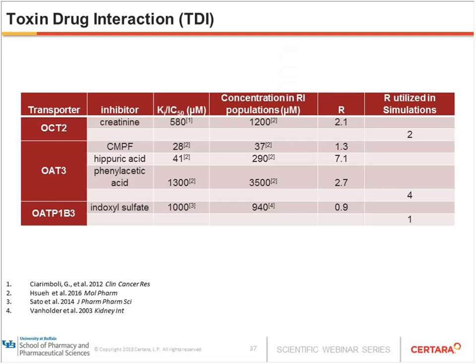The other thing I wanted to look at was toxin-drug interactions, or TDIs. So what I did here was I looked for instances in the literature where specific uremic toxins were shown to inhibit the transporters of interest. And then I looked for a potency term, so Ki or an IC50 for that inhibition. And then I also looked for documented concentrations of that specific inhibitor in renally impaired populations. And then I used this information to obtain an R value, which is just the concentration in the RI population over the potency term. I took an average where I had multiple instances, and then the final column has the R I utilized in my simulations.